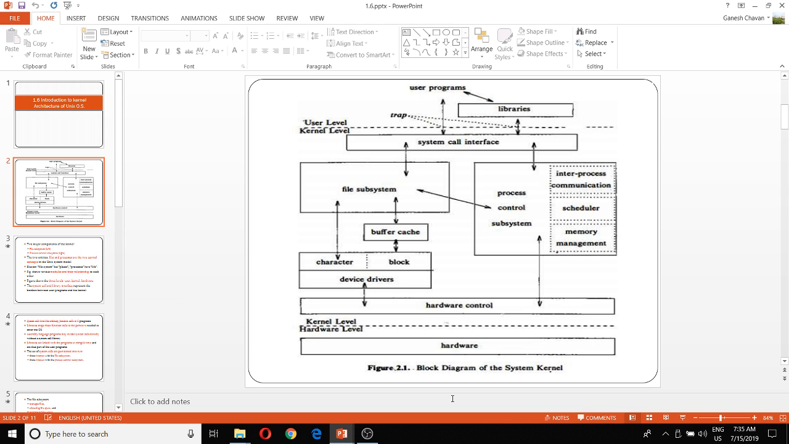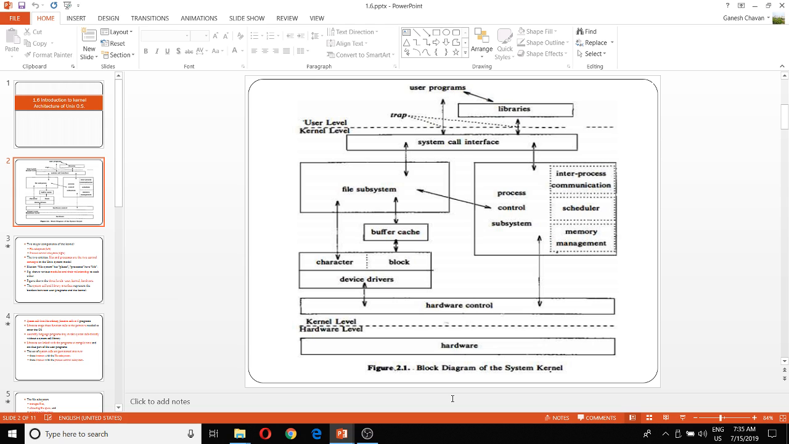Now, file subsystem and process control subsystem, these two blocks of kernel are again working in association with each other, and these two modules or units are invoked via a system call interface. That is, file subsystem and process control subsystem both interact with each other. Now, system call interface is the topmost part of the kernel level that we were discussing at the initial part of our understanding.